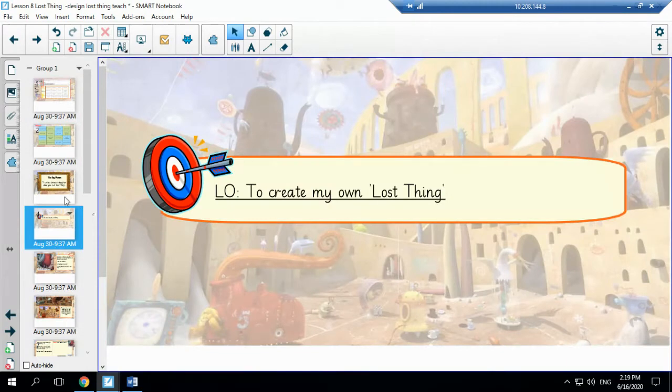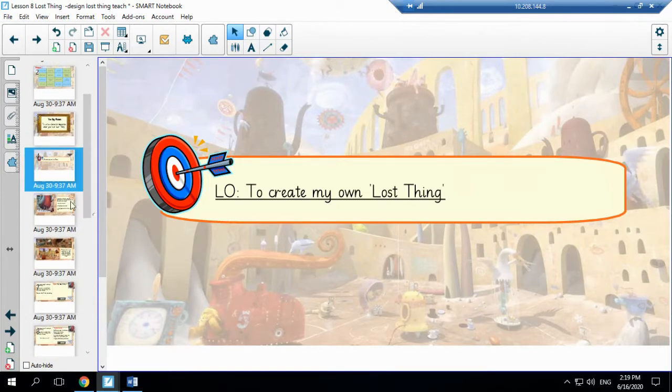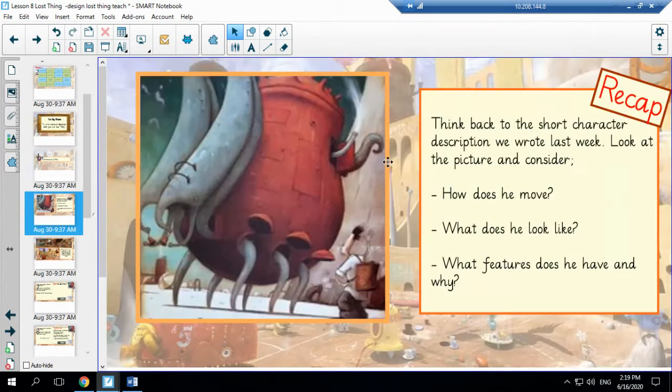So, as I mentioned before, today we're going to be creating our own lost thing, inspired by the lost thing in Shaun Tan's book. Before we do that, let's just have a quick recap and think about some ideas.